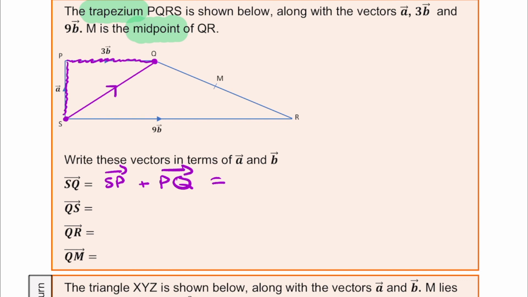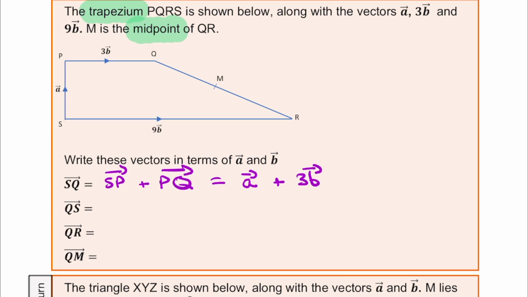So we know to get from S to P, that is simply vector A. We don't know it in column form, but that's fine. We're just going to write it like this. And then to get from P to Q, we know that that's 3B. And then we've answered the question. We have managed to write the vector S to Q in terms of vectors A and B.